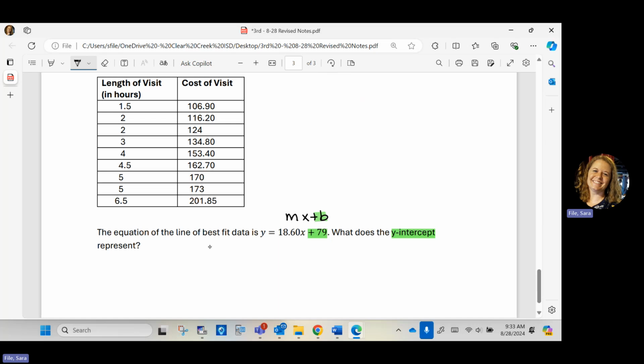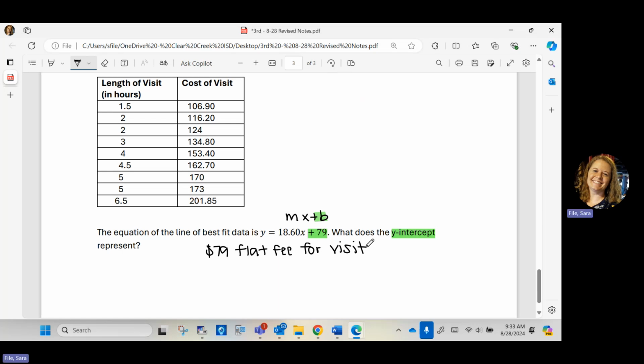So $79 flat fee for the visit. That's what it represents in this case. Y'all feel okay about this?